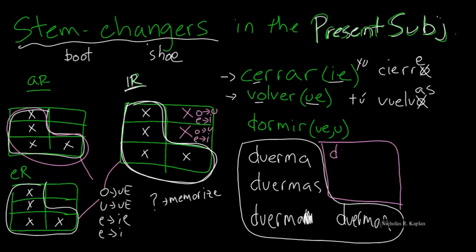So we would have durmamos and durmáis. So how do I know if I have this extra change? Well, if it's a stem changer in the IR, and you already know that it takes this boot here, then you have to do this extra little bit right here. How are you going to know those? You just have to memorize them.